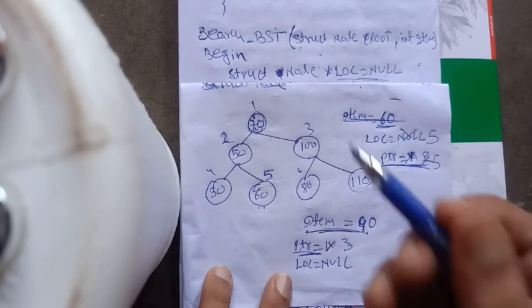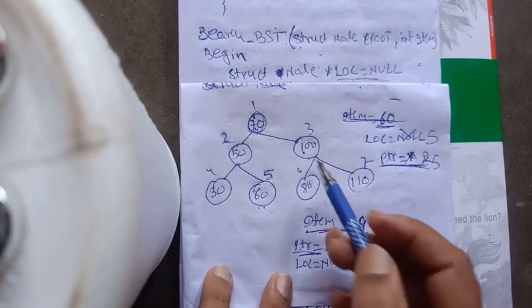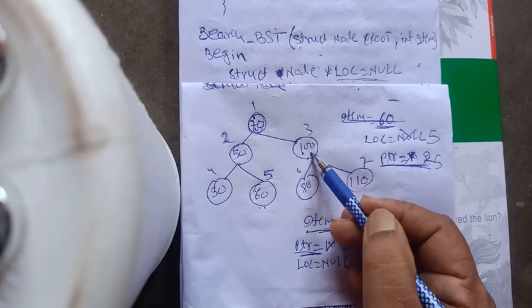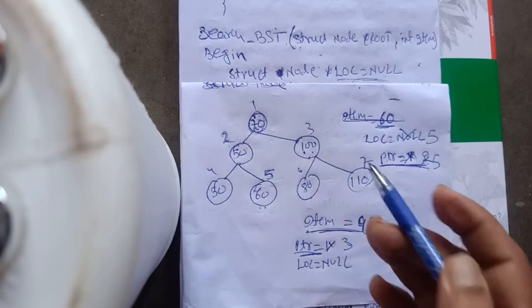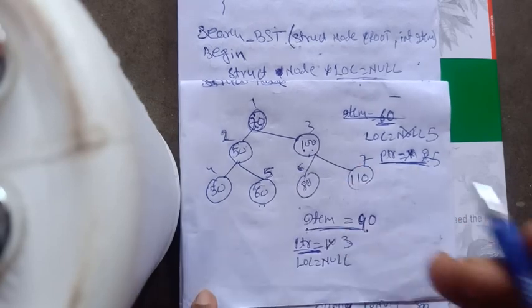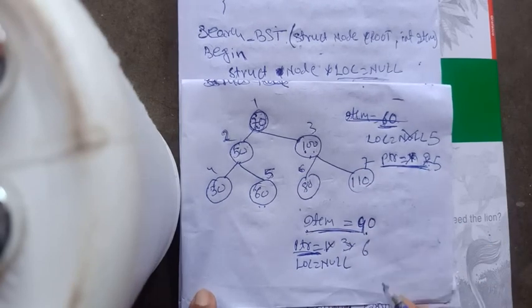So now the comparison will be made with 100. 90 is compared with 100. So 90 is less than 100. Now what happens? Our PTR value will be changed to the left of PTR. So left of PTR is 6.